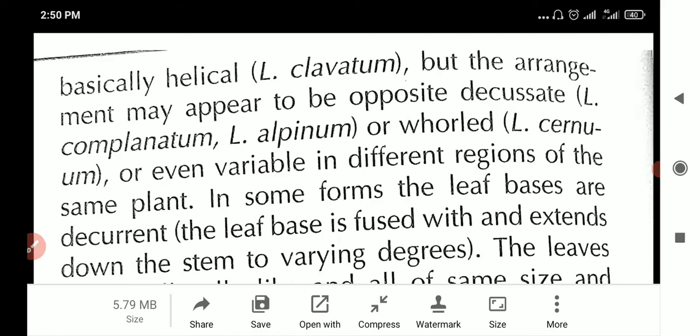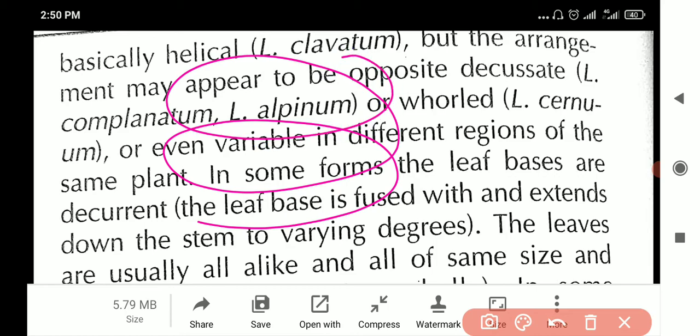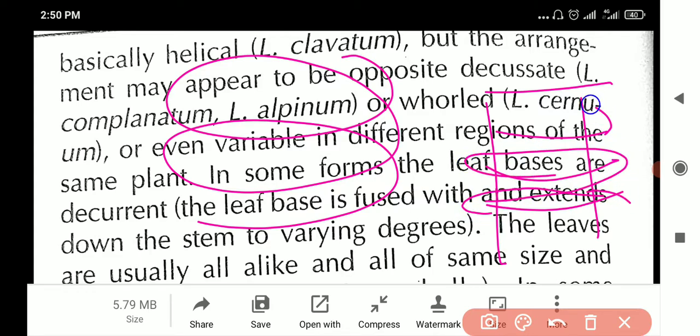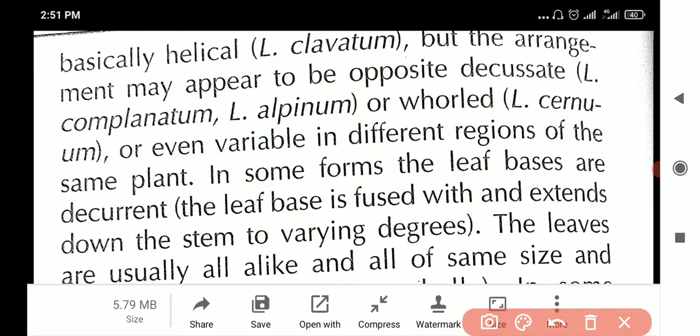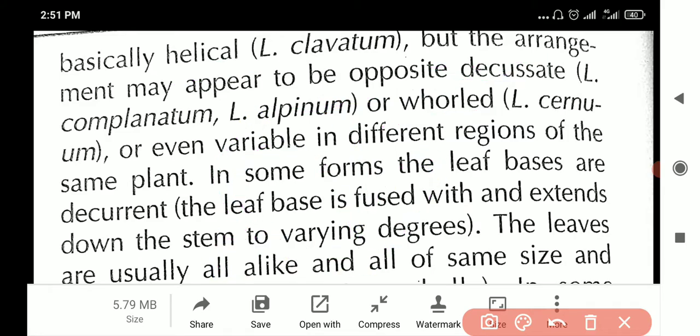So it is arranged like a helix. Like I showed, like a spiral, round, round, round. It goes till behind, then again it goes round. They are actually helical, arranged round, but they appear to be opposite, or whorled, like a whirl. You know what a whorl is? Flower whorls, you remember the whorls. They appear like that.